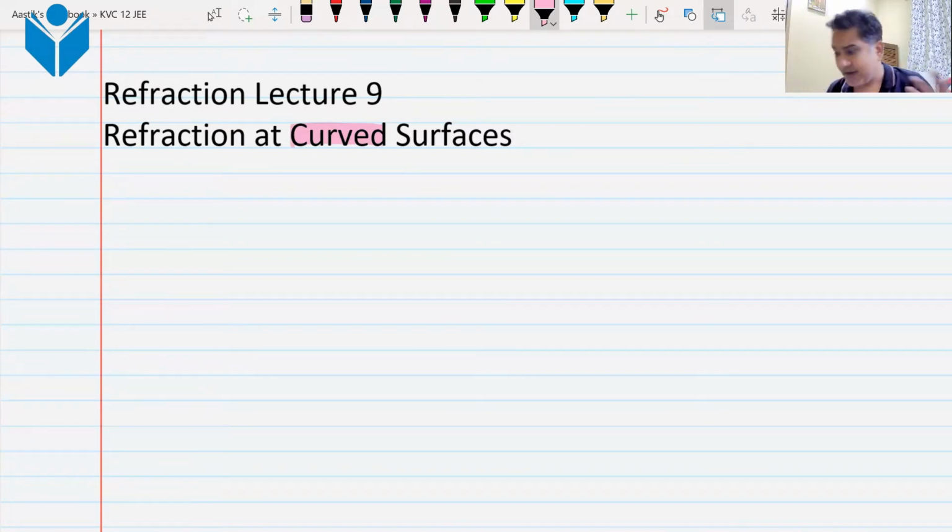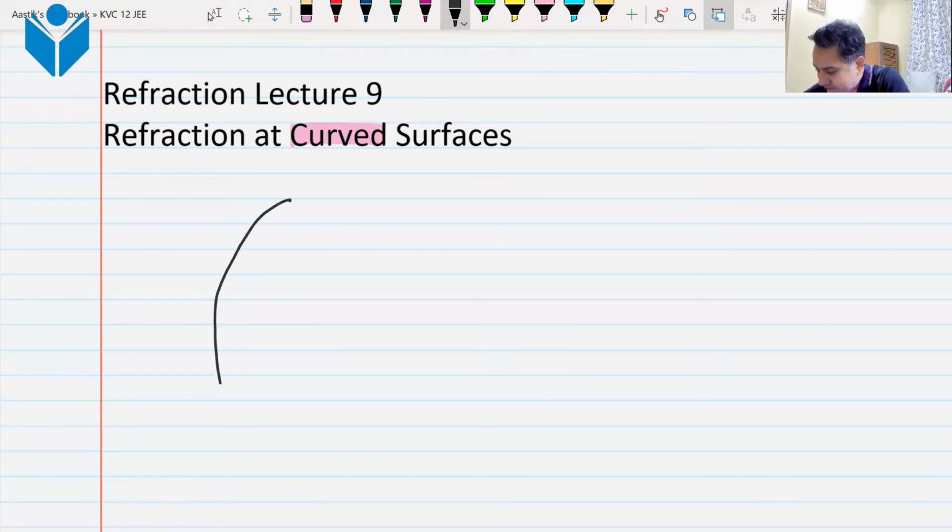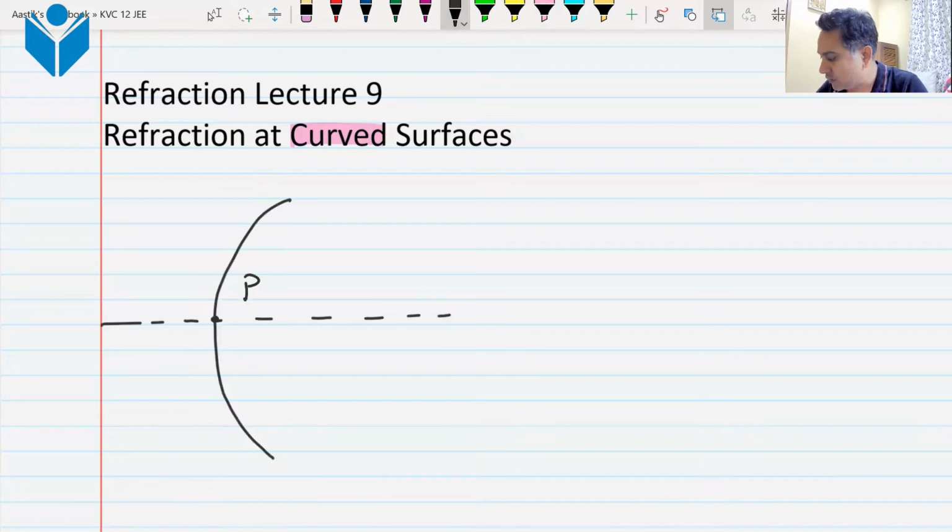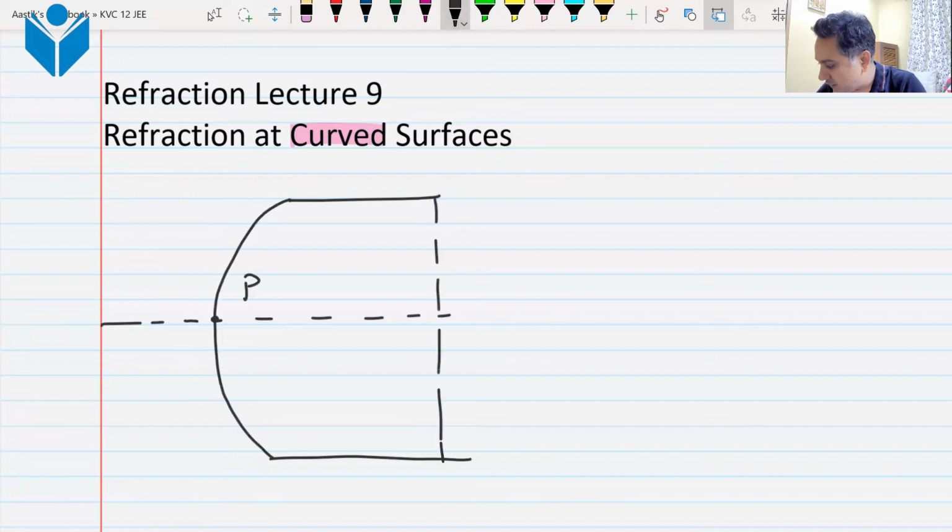Now remember, we had seen one sign convention, the sign convention for reflection. We will also be seeing the sign convention for refraction, and it is the same as what we had seen. For example, if I draw a curved surface like this, and remember I am not going to silver it because it is not going to be silvered, this curved surface has this point which is known as the pole of the curved surface. Here we might have a different medium, so we normally draw it like this.